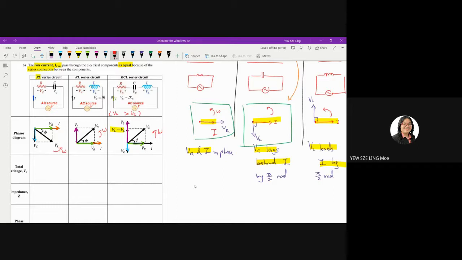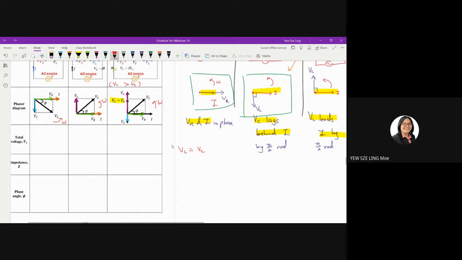If your VL is equal to VC, then the diagram that you are going to get is that your VL and VC have the same length. This is your VR, this is your I, and it will give you a resultant vector, which is just VR left in the diagram. Okay, this is when your VL is equal to VC.